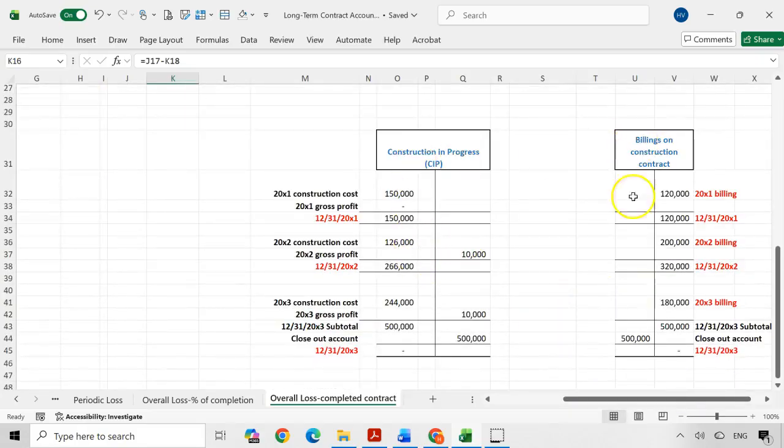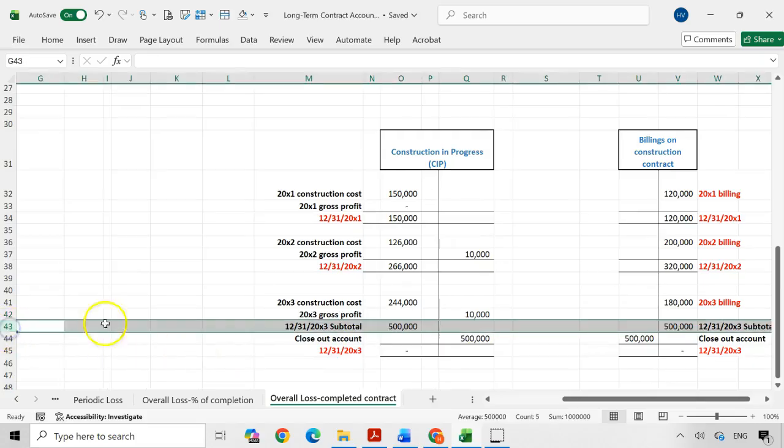In our billings on construction, that is just our accounts receivable billings that we've had throughout the term of the project. That has not changed. In our construction in progress, every year where we have our construction costs, we debit our construction in progress account, our CIP. And here you can see the $10,000 loss that we've recorded in 20X2. It should say gross loss, not gross profit. And then we credited the CIP account another $10,000 in year 3.